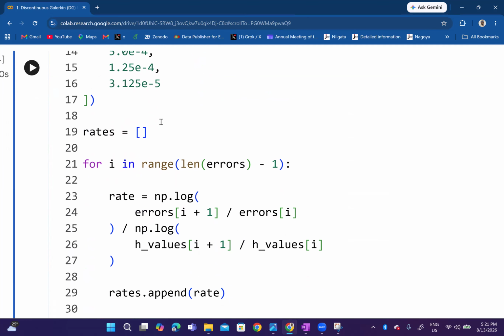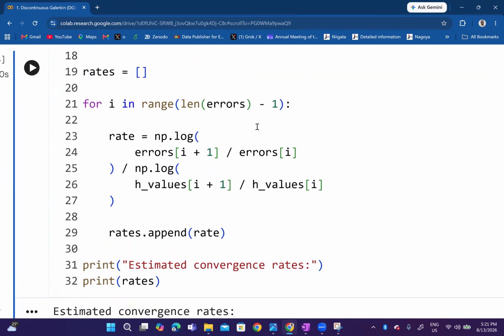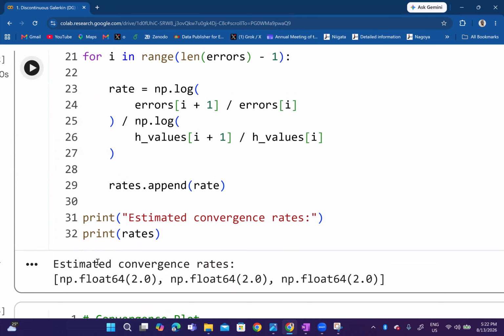So talking about the rates now. For i in range, the length of errors minus 1, rate, you take the log of all that, like what we did: error i plus 1 over error i, then over log again. So this is just us defining the function, and then print estimated convergence rates. Now you print the rates, and the estimated convergence rate is 2.0 across the board.